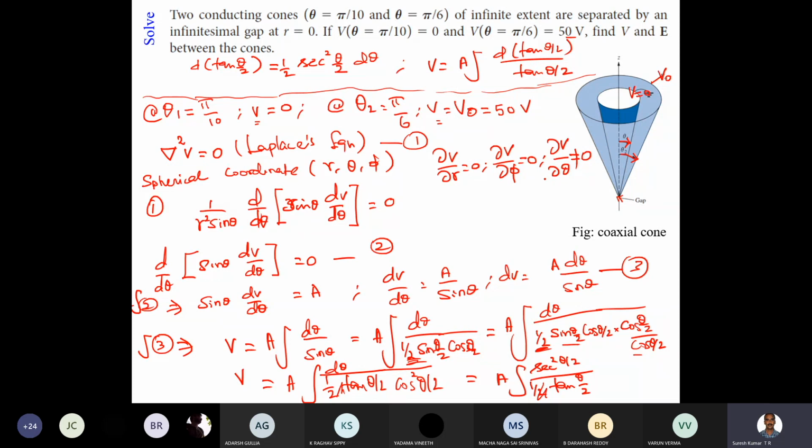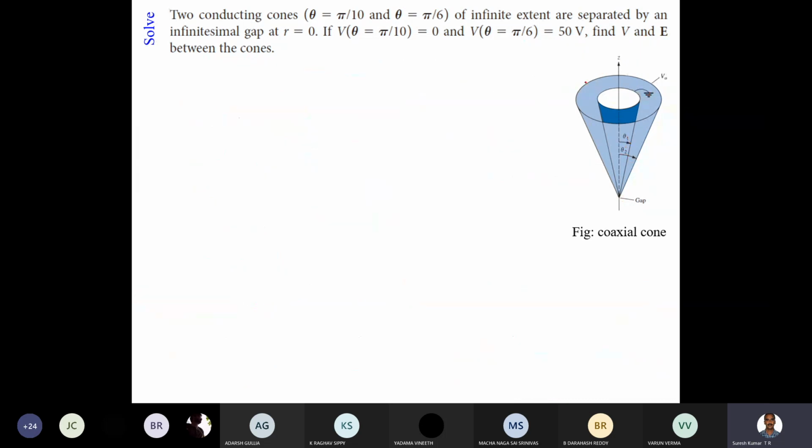So you can replace this secant square theta into d theta by d of tan theta. Then it is like integration of dx by x, that is equal to natural logarithm of x. So this will give you v equal to a natural logarithm of tan theta over 2, plus there will be some constant, right? So we will get some other integral constants that correspond to the second integration. Let us check. I think it's the correct answer. V equal to a. Let me show the step.